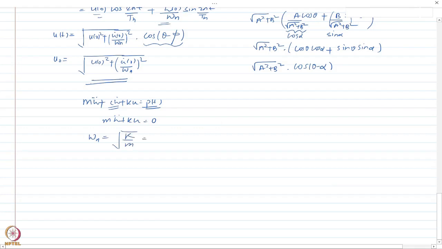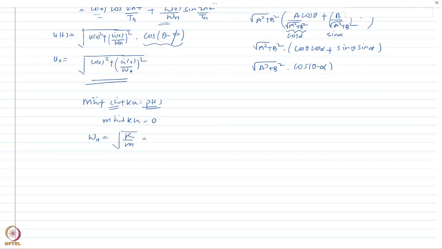Remember that there are multiple ways to obtain the equation of motion in terms of different degrees of freedom as well. However, whatever you do, the omega n should be the same, because remember omega n depends on the stiffness and the mass of the system. It does not depend on the applied load. So it is a property of a system. That you have to keep in mind.